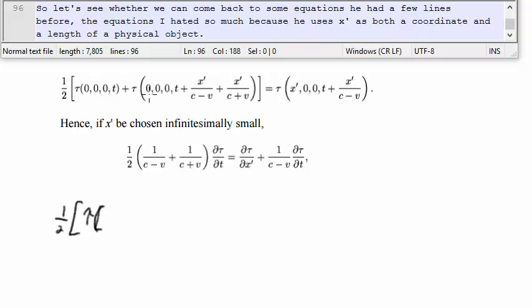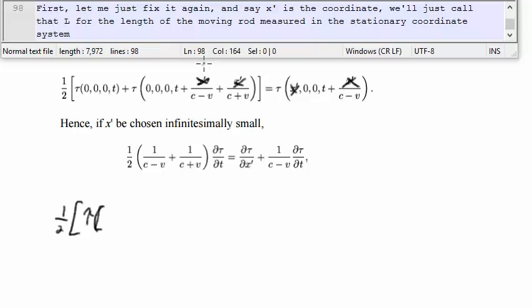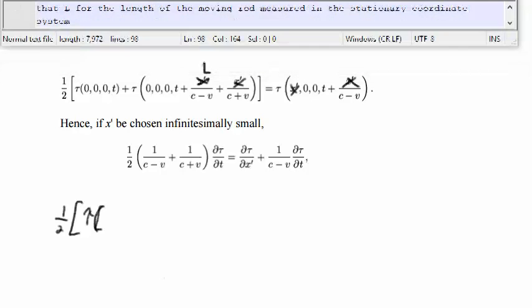So let's see whether we can come back to some equations he had a few lines before, the equations I hated so much because he uses x prime as both a coordinate and the length of a physical object. First, let me fix it and say x prime is the coordinate, so we won't use x prime in any of these locations. We'll just call that L for the length of the moving rod in the stationary coordinate system.